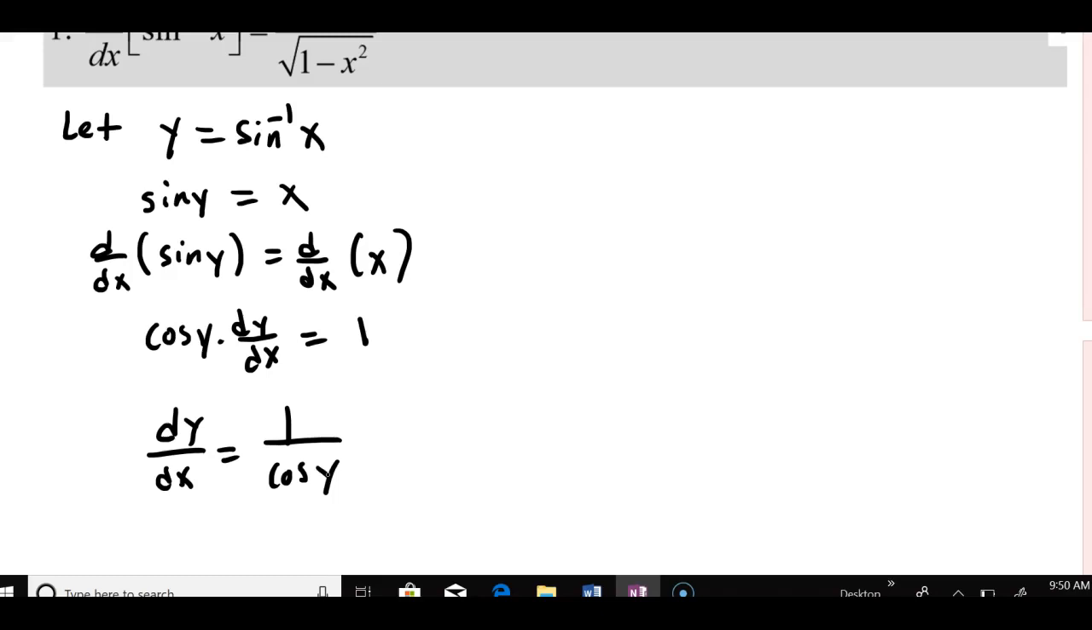Okay, now to get the expression for cosine y, because our original function was a function of x, we want our derivative to be a function of x. Right now it's a function of y at this point. So what we do is we construct a triangle.